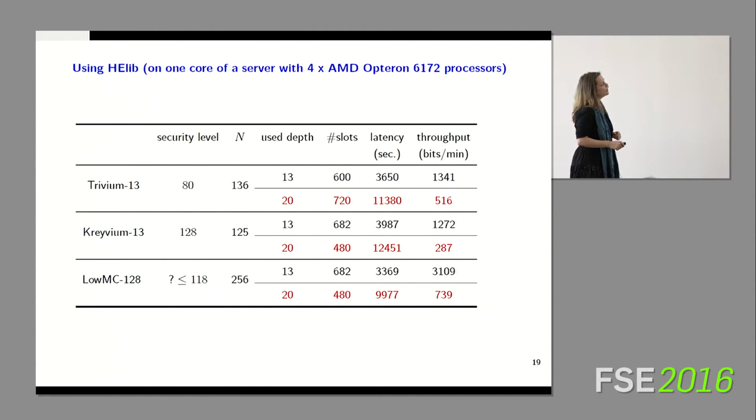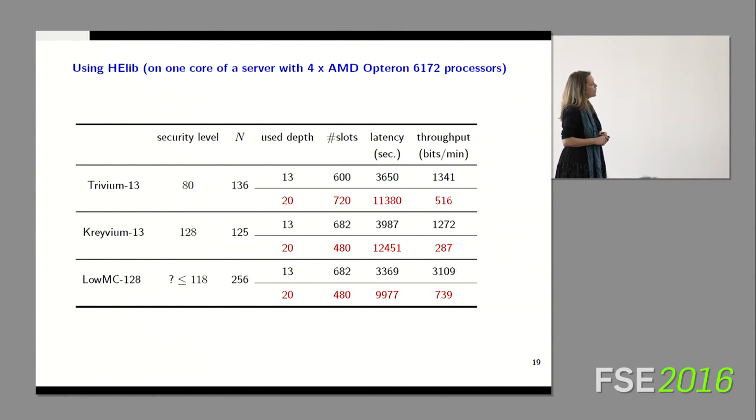And so you can see then that in this setting, with Trivium, we are able to decrypt roughly 500 bits per minute. With a 128-bit variant, this drops to 300 bits per minute. And with Low MC, this was higher. This was around 700 bits per minute.